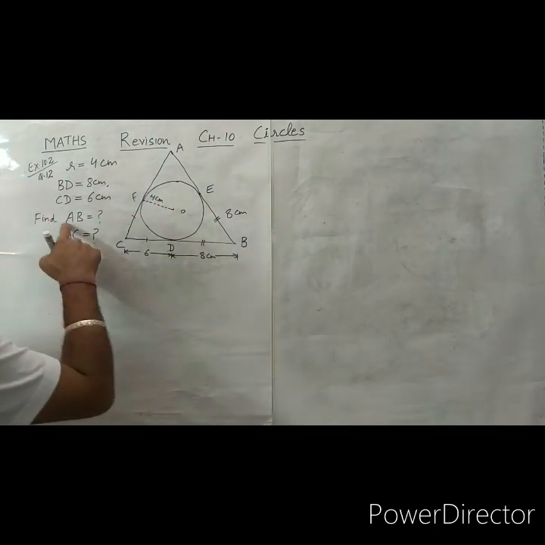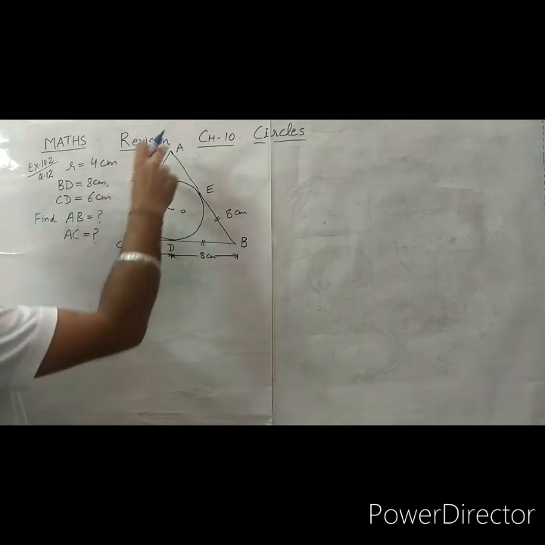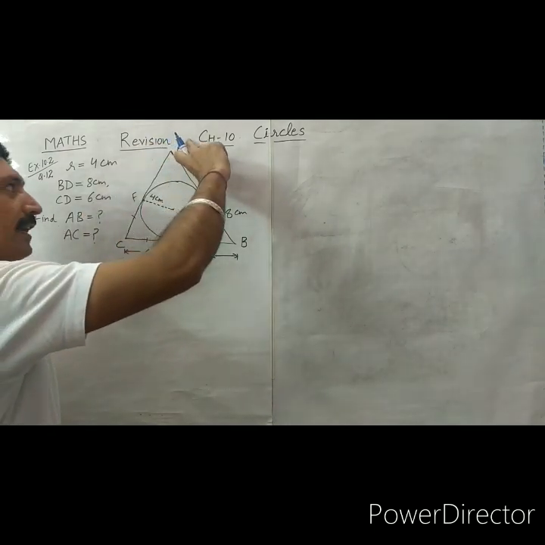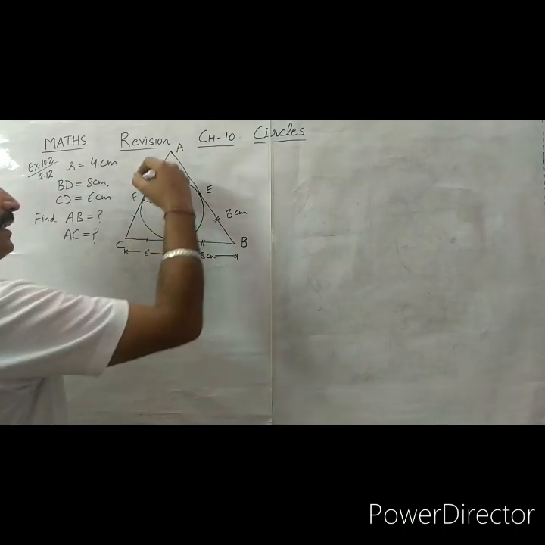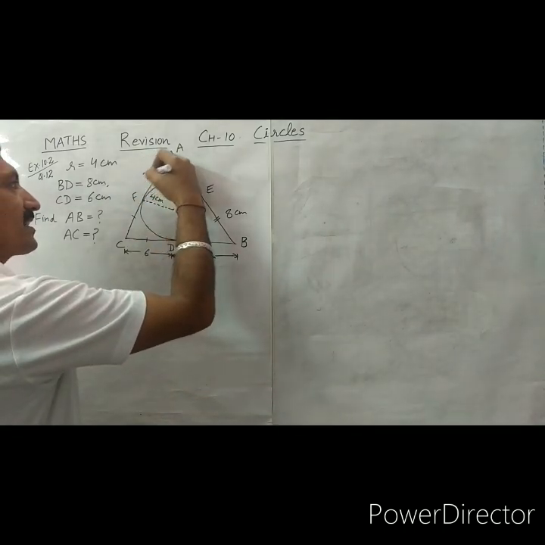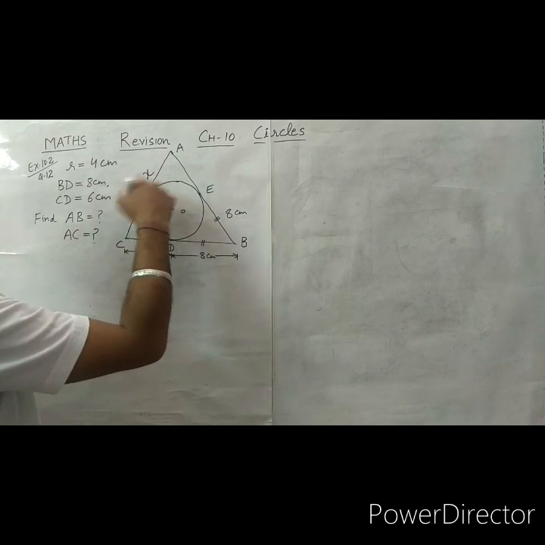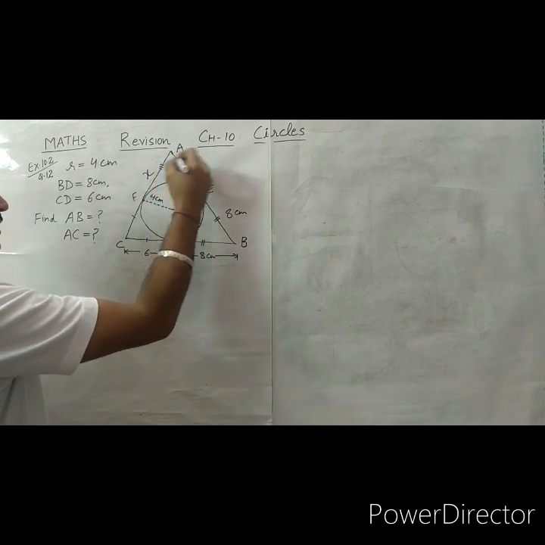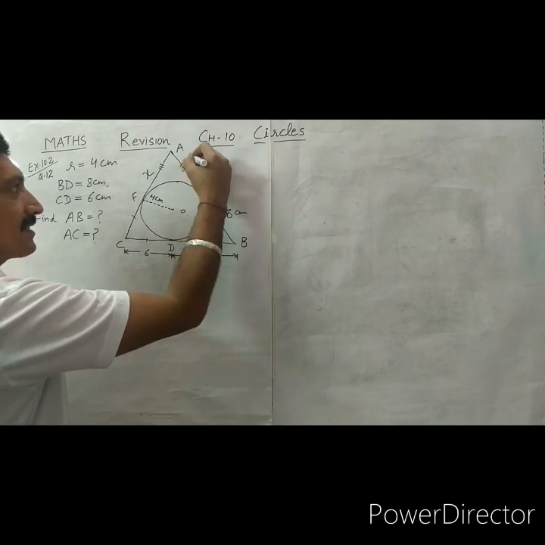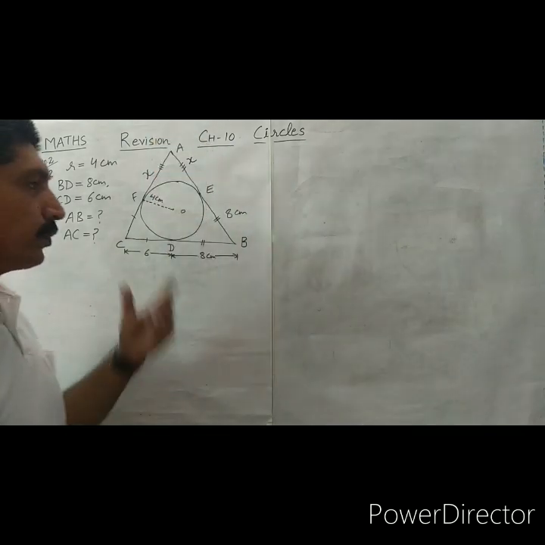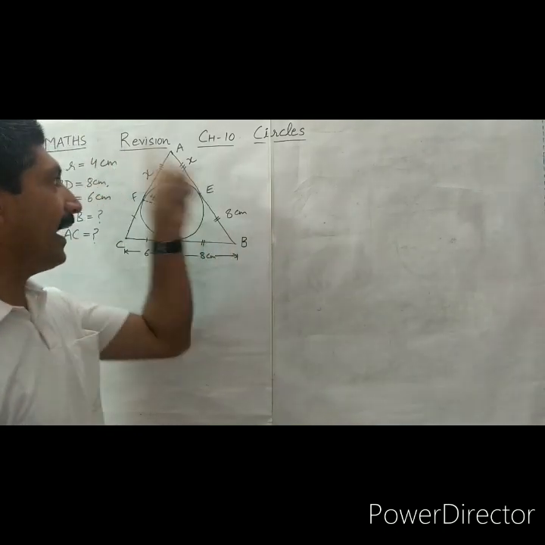Now to find AB and AC, we need to find the lengths AE and AF. Let the length AF be x, so AE is also x, as the pair of tangents are always of equal length. So we want to find the value of x.